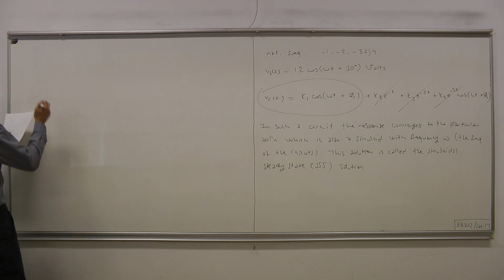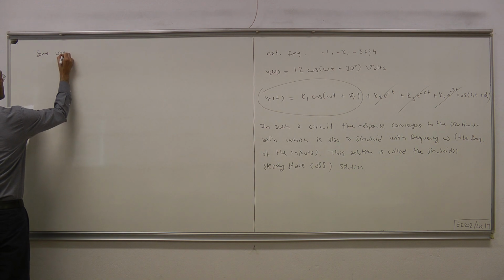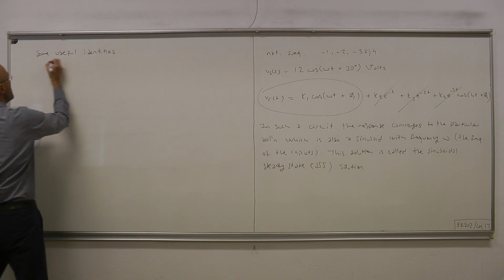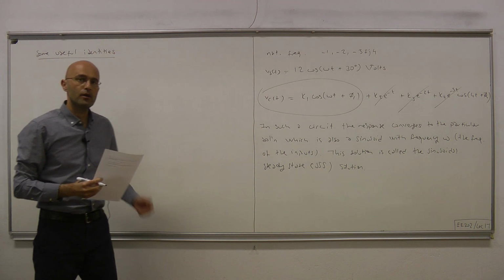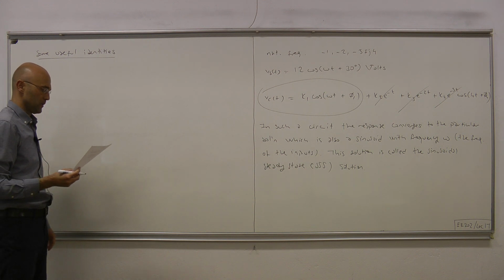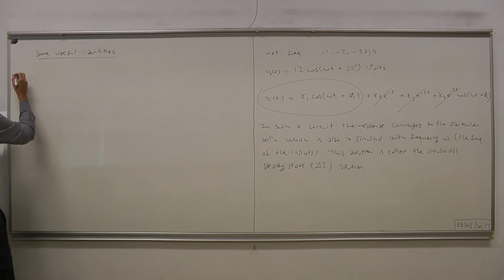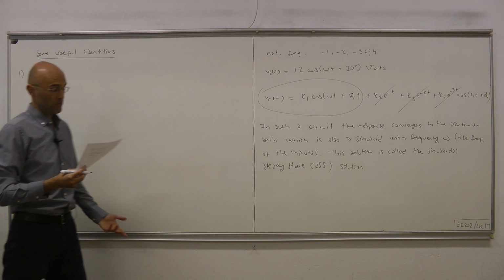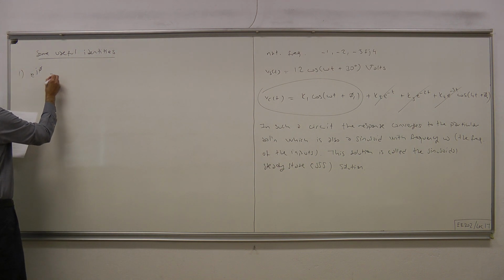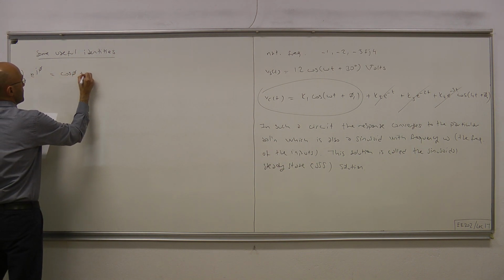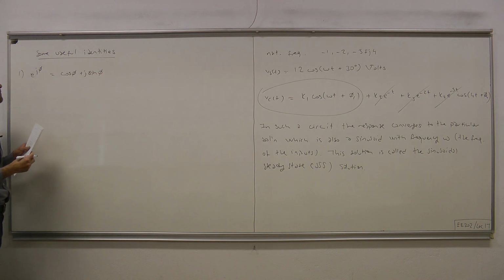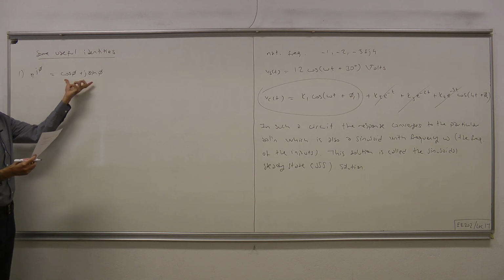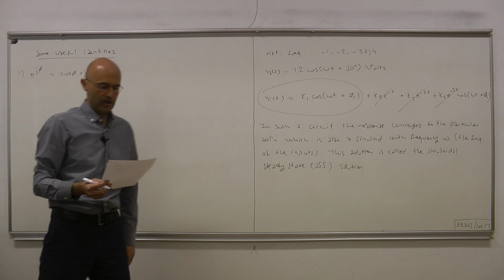Some useful identities that will prove instrumental for our analysis and eventually for our theory. First of all is due to the great mathematician, perhaps the greatest, Euler: e to the j phi equals cosine phi plus j sine phi. So this exponential function can always be written as a combination of cosine and sine.